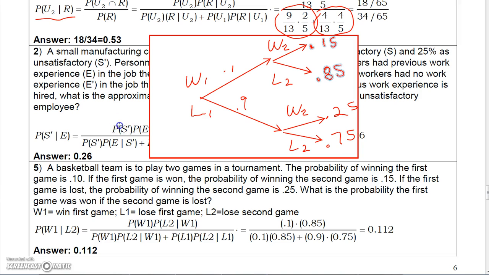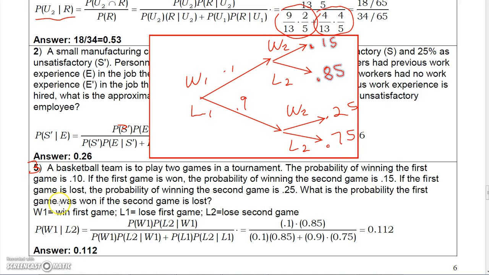I'm going to jump ahead to number 3 here. It's actually numbered wrong. It says 5, but it's actually the third example. A basketball team is going to play 2 games in a tournament. The probability of winning the first game is 0.10. If the first game is won, the probability of winning the second game is 0.15. If the first game is lost, the probability of winning the second game is 0.25.